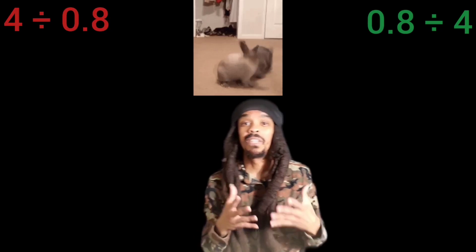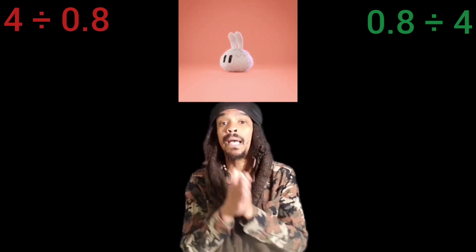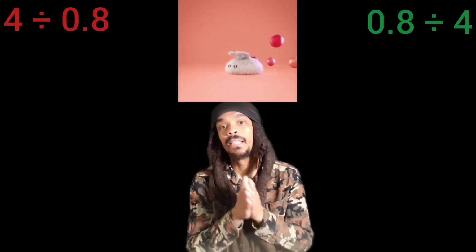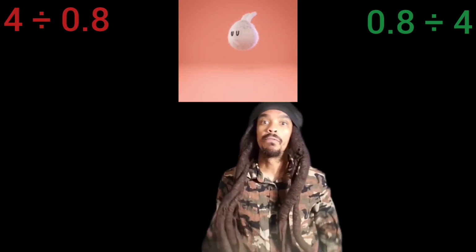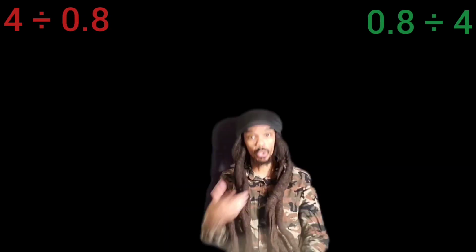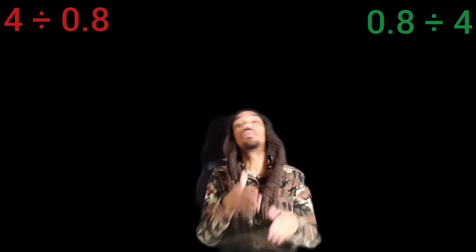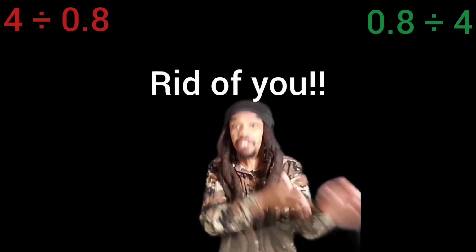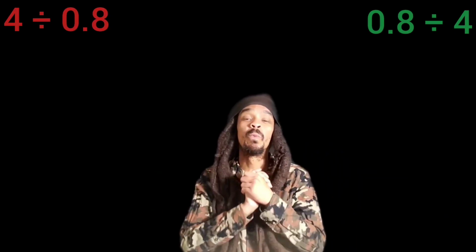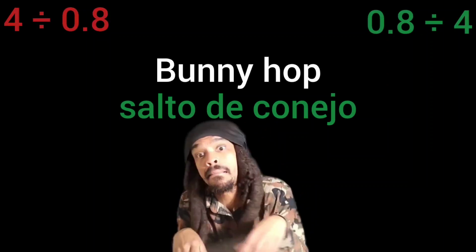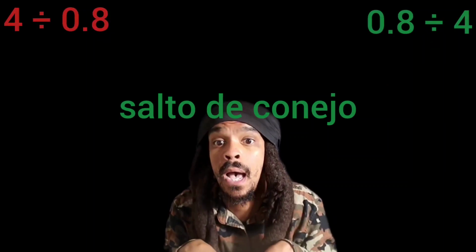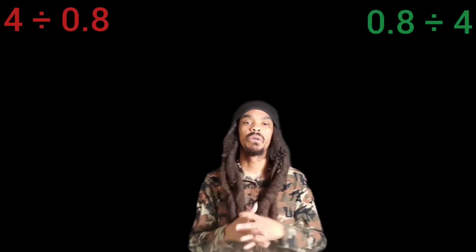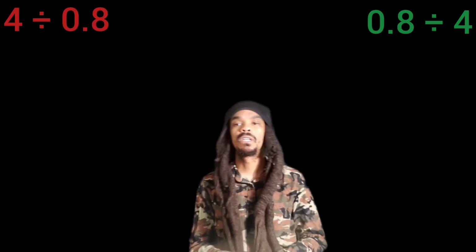I say all that because you want to bunny hop that decimal out of your divisor. We don't want it around. Divisor, why you got a decimal? We trying to get rid of you. Okay, so what we want to do is bunny hop. We want to hop that decimal out of our divisor. Now, let's talk about it.